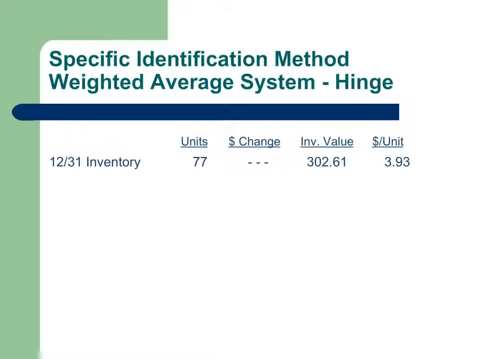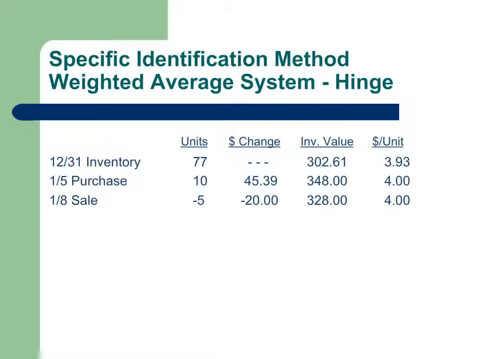The average cost of the hinge was $3.93 per hinge, based on an inventory value of $302.61 with 77 hinges in inventory. The computer updates the average cost every time that type of hinge is purchased based on the number remaining in inventory. So, on January 5th, the hardware store purchased an additional 10 hinges for $45.39. Now the hardware store has $348 in inventory and 87 hinges for an average cost of $4 per hinge.